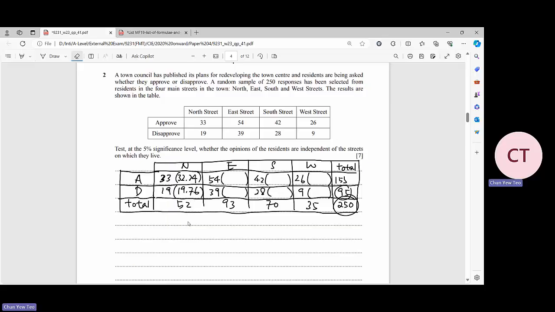Then you can double check your answer. The two of them here, total must equal to 52. So double check, correct. Similarly, for the rest you just take this, multiply this, divided by 250. To save time, I just straight away write down all the values that I have calculated earlier.